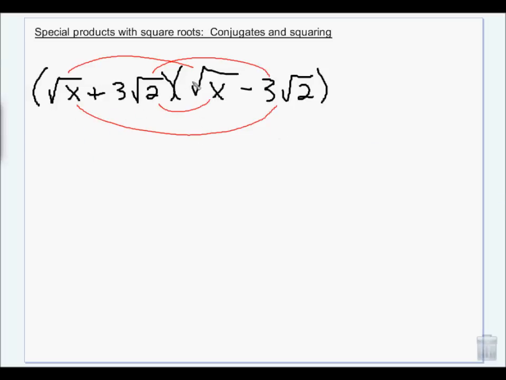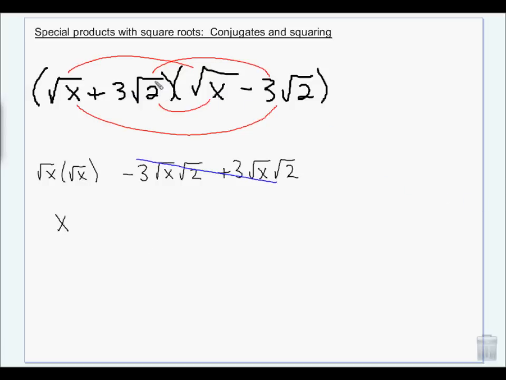When you multiply the square root of x times the square root of x, you just get x. So your square root goes away. When I multiply this, I get -3 times the square root of x times the square root of 2. When I multiply this, I get +3 times the square root of x times the square root of 2. Negative, positive of the exact same thing, they cancel each other out.